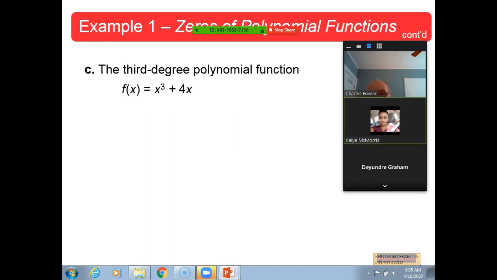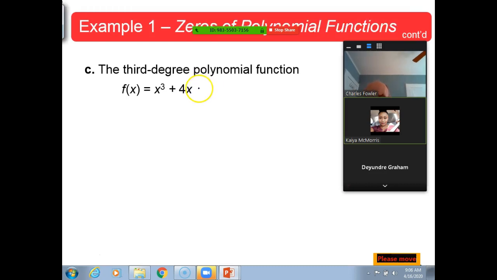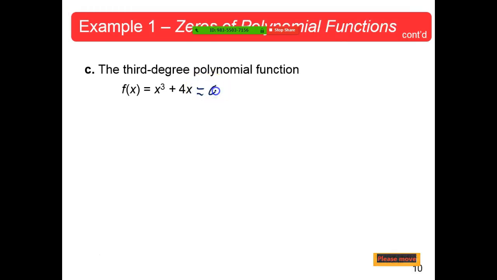So here's a third degree polynomial function. What can we do with that? We're trying to find the zeros of that polynomial function. How do we do that? What's your F word? Factor. We set this equal to 0. That's what finding the zeros means. Set it equal to 0. Okay? How does that factor?